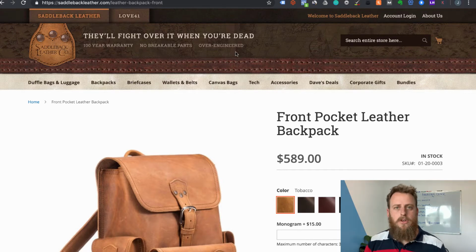So what's the problem they're solving with this? Well, they're appealing to people who want to buy a leather product that is going to last for a really long time, that's not going to fall apart, that's not going to have problems with the stitching, that's not going to have buckles that break before the leather's worn out. So that's what they're focused on in this market. That's what they've chosen to make their business different.